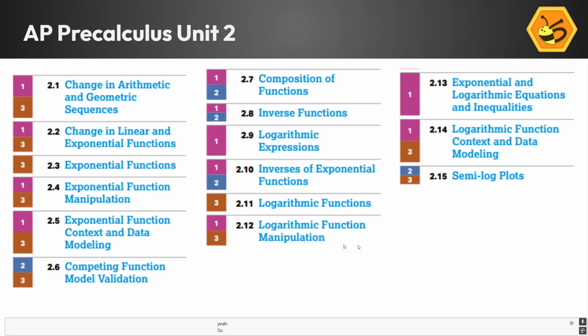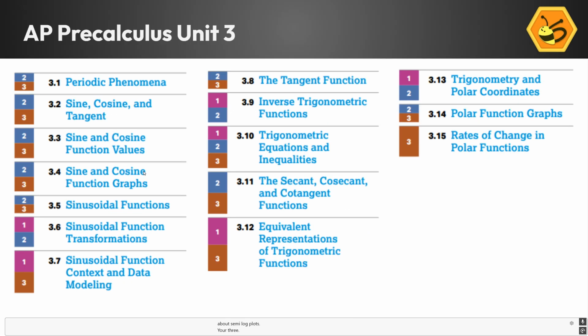Then we talk about logarithmic functions, and then semi-log plots. Unit 3 is your trig and polar unit. You first start with sine and cosine graphs and the unit circle. Then you talk about regressions in sine, then tangent, cosecant, secant, and cotangent. You talk about equations and inequalities, identities, and the last 3 topics are polar. This is what most people consider the hardest unit. Out of about 80 students who filled out the feedback form last year, I'm pretty sure 70 consider it the hardest.